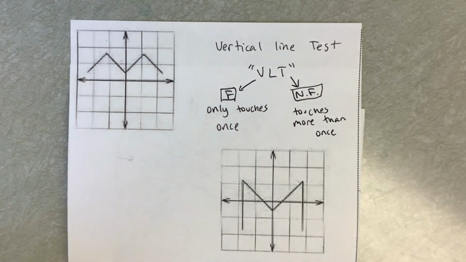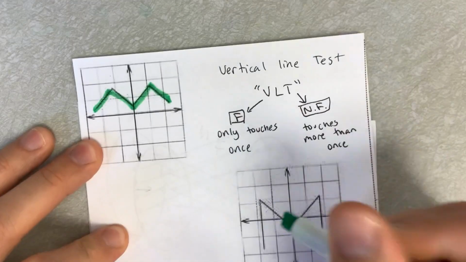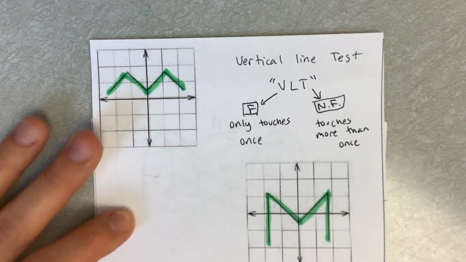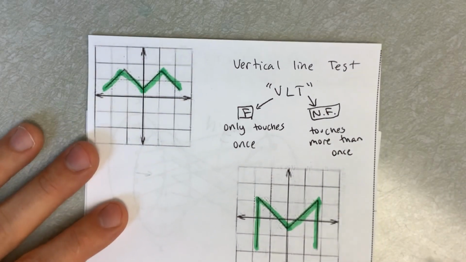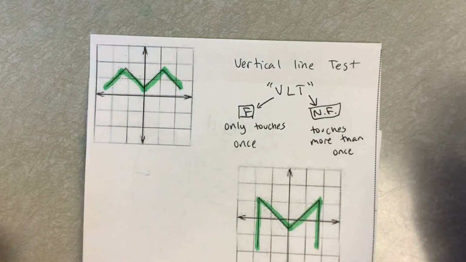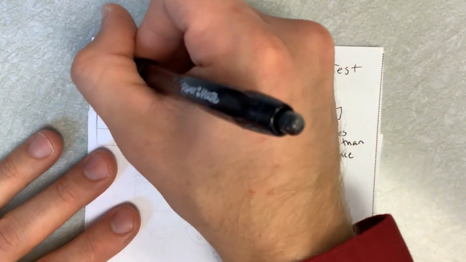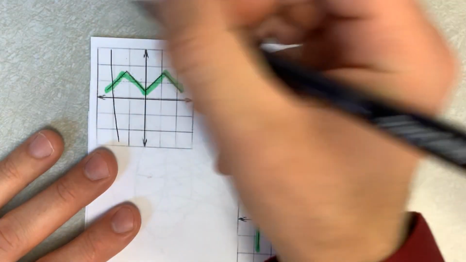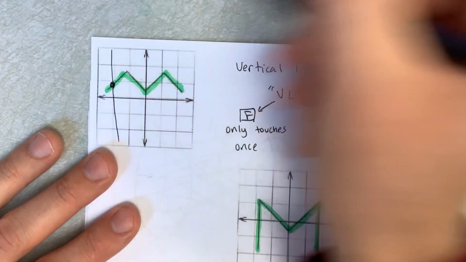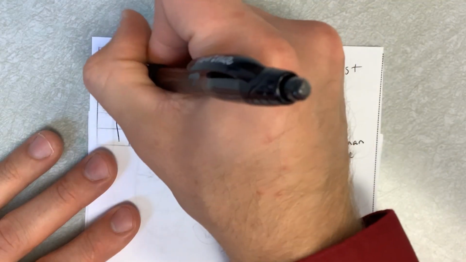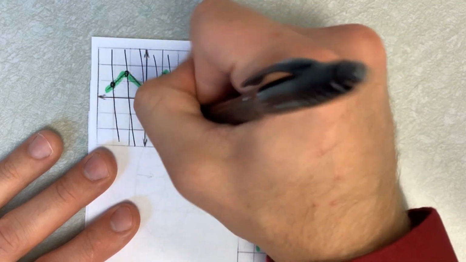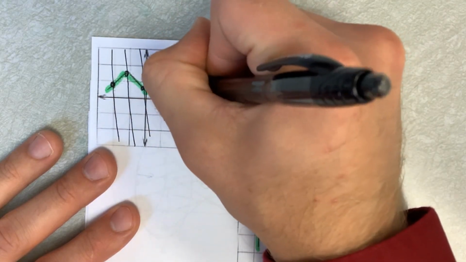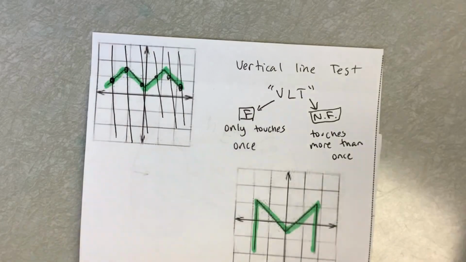So here we go. And just to help out here, I'm going to use some colors. I'm just going to trace over these things really quick, just so we can see them a little easier. So for my first graph, my goal here is to touch this line with a bunch of vertical lines. A vertical line only touches one time. I can draw a vertical line anywhere I want. One time, one time, one time, one time, one time. The goal is to try to draw a vertical line that touches more than once.